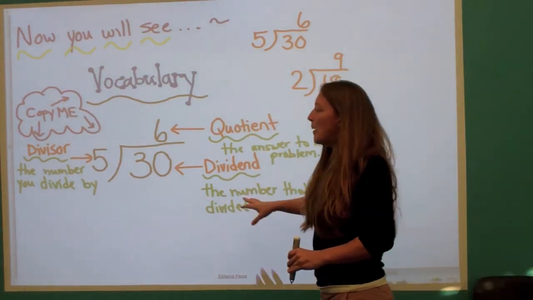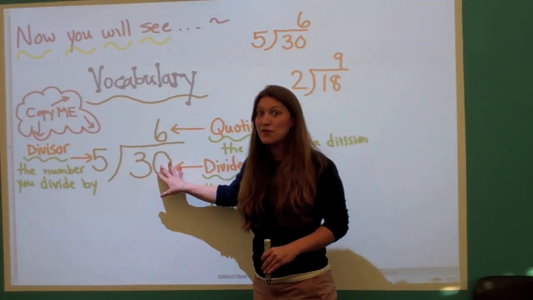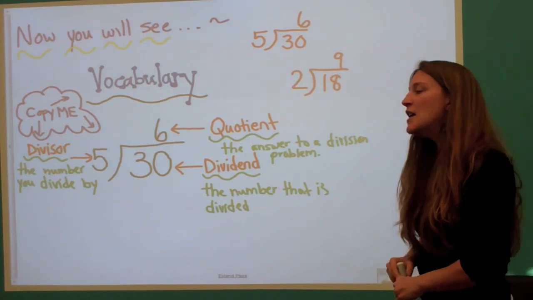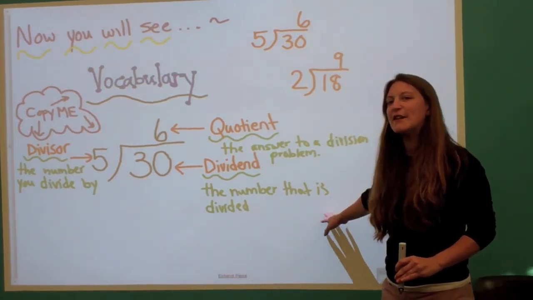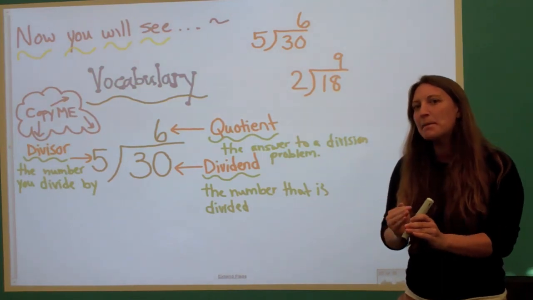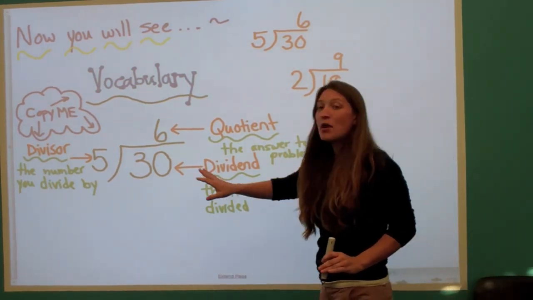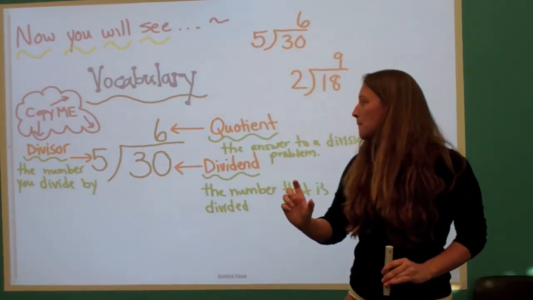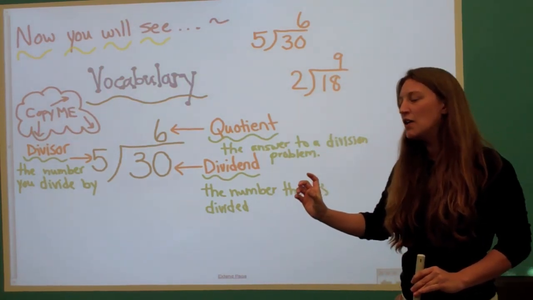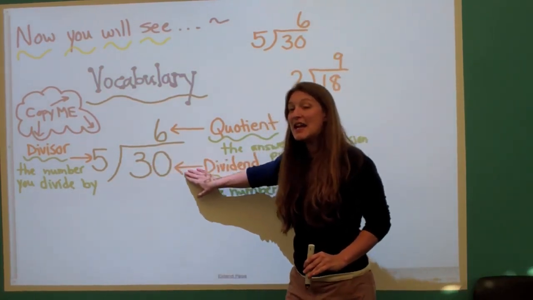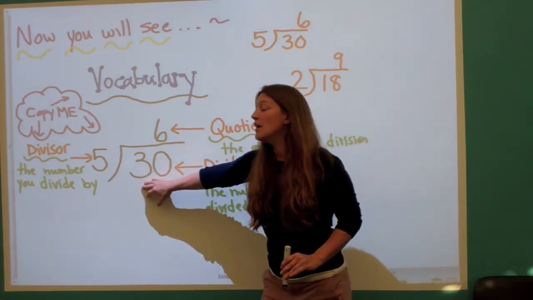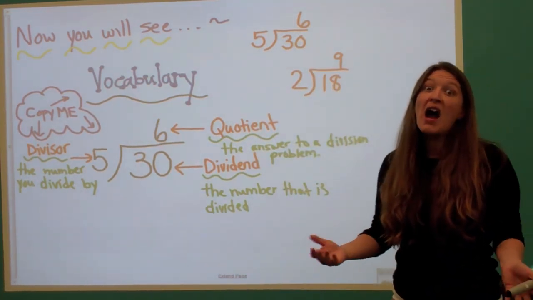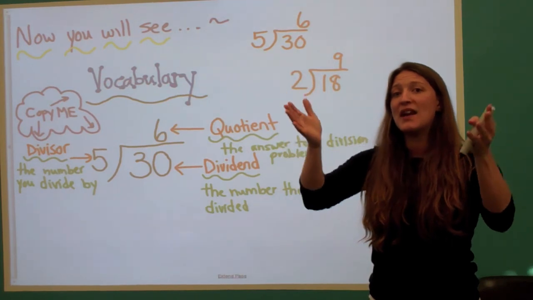Okay, so remember I said that there was a number inside the house. Well, the number inside the house has a name, and the name is a dividend. The dividend is the number that we want to divide up. We want to break that number down. The number outside of the house is the divisor, and that is the number that we're dividing by. So the dividend, the number inside the house, is always going to be larger than the number outside of the house because it's easier, or only possible, to take a large number and break it down.